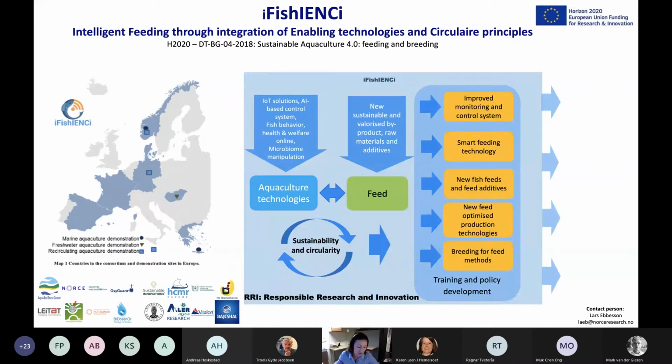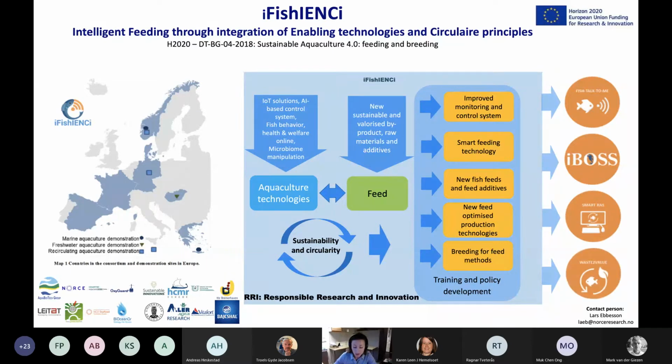So as you can deduce from the title, the scope is the integration of expertise and products like IoT solutions, artificial intelligence-based control, and new sustainable and valorized byproducts along a circular value chain. The output products are automatic assessment of fish behavior through Fish Talk to Me, and a flexible and open intelligent biology online steering system called iBoss. The two will make it for the smart RAS. And last but not least, an optimal valorization of waste and sludge from different aquaculture systems, fish species and feed products, called Waste to Value. So as mentioned here, engaging with society, here the RRA, is central during the project.